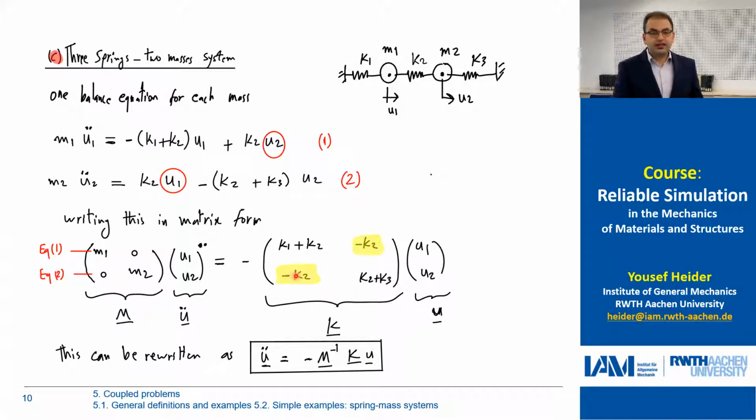Now it's clear that the off-diagonal terms represent the coupling. So this k1 and this k2, clearly if you go back to this spring and we cut this spring, then we have independent motion of m1 and m2. This means that this spring is our coupling factor, it has a stiffness k2, and this appears in the equation. Collecting these equations in this form allows us to simplify the treatment, and then we have u double dot equals minus M inverse K u. So it's a simplified representation of the two equations.